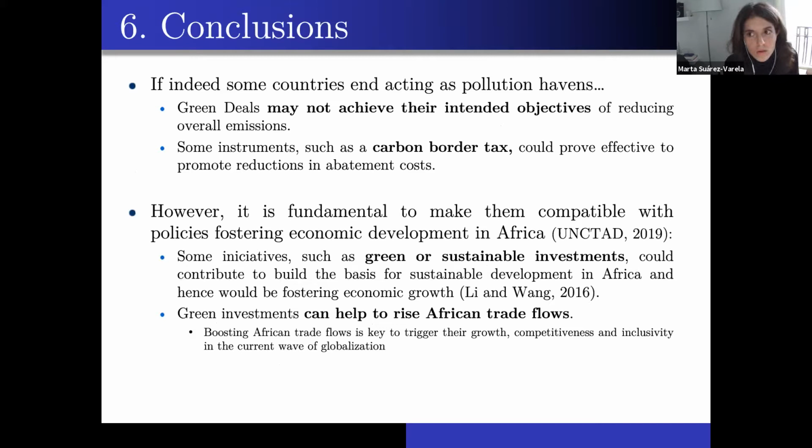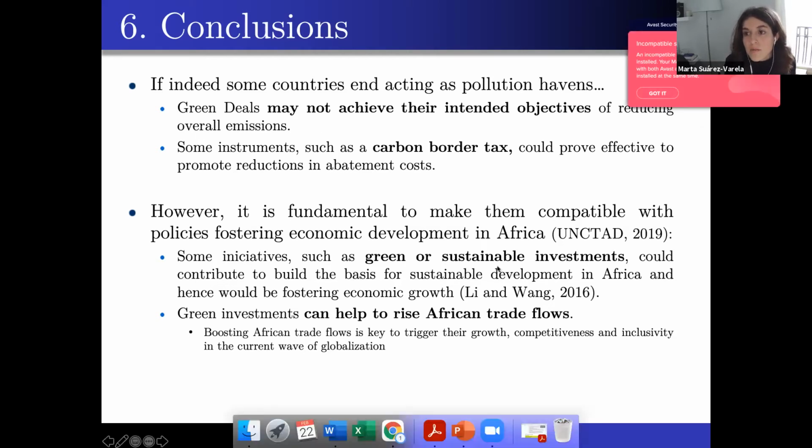So what can we conclude after this? Well, if indeed some countries are acting as pollution havens, it may threaten the objectives of the Green Deals, because they may not achieve their intended objectives of reducing overall emissions. So in this context, some instruments such as the carbon border tax that was proposed first by the European Union could prove very effective in fostering this environmental change.